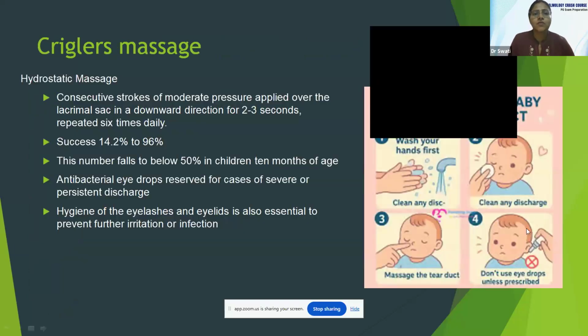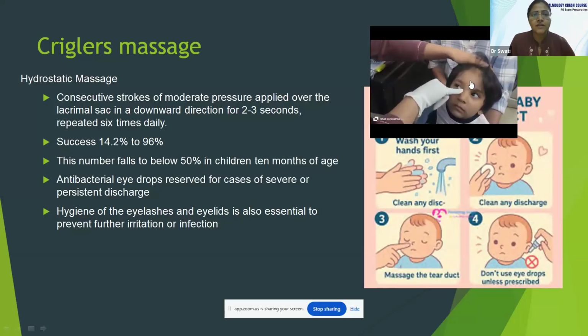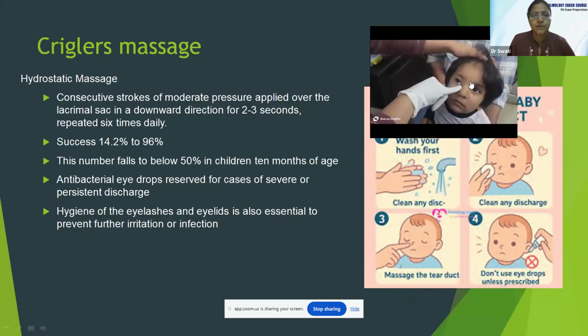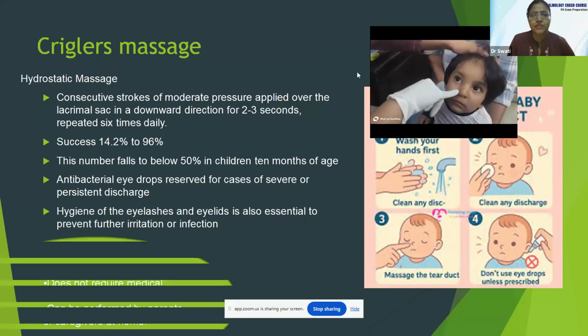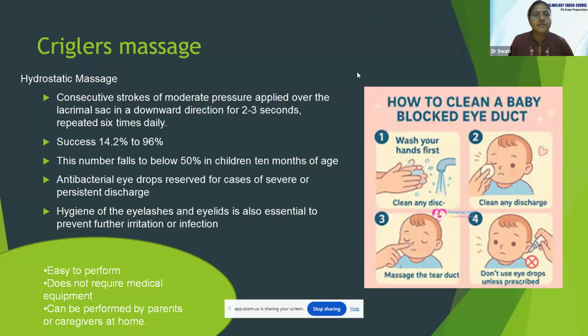So the Crigler's massage or the sac massage is the hydrostatic massage wherein there is a stroke of moderate pressure applied over the lacrimal sac in the downward direction for 2 to 3 seconds, and it is repeated 6 times daily. The success has been reported to be as high as 96%, but this number falls below 50% if the kid is above 10 months of age. The antibacterial eye drops are reserved for cases of severe or persistent discharge. The hygiene of eyelashes and eyelids is also essential.